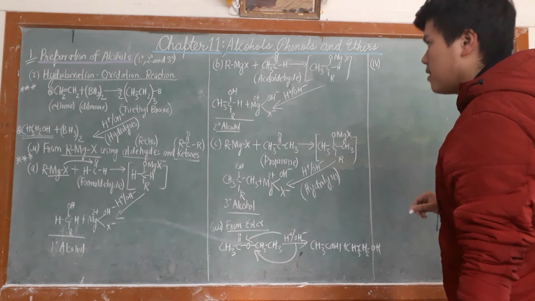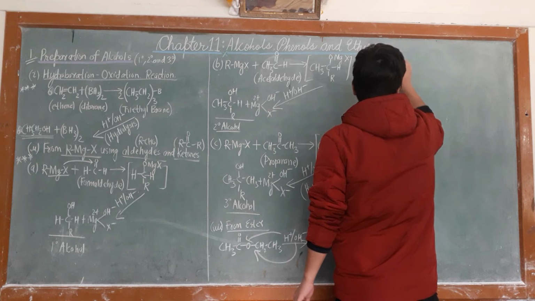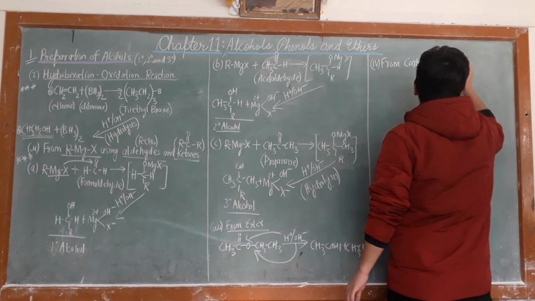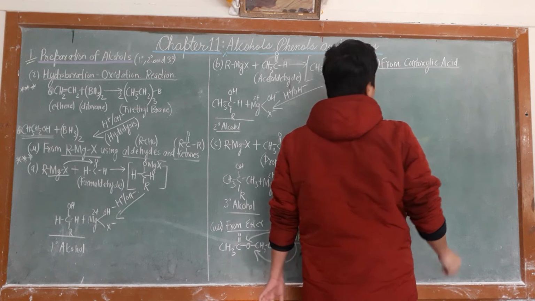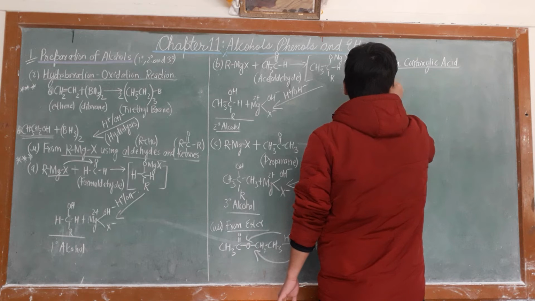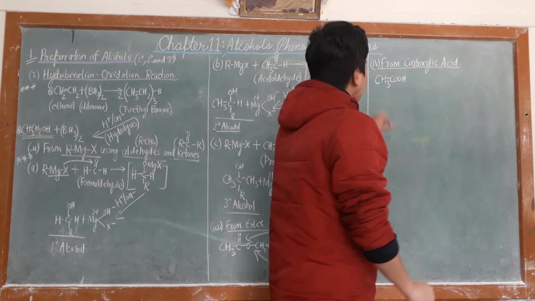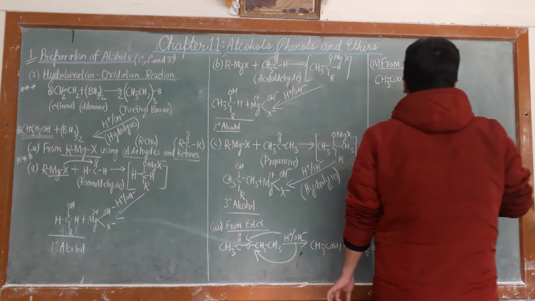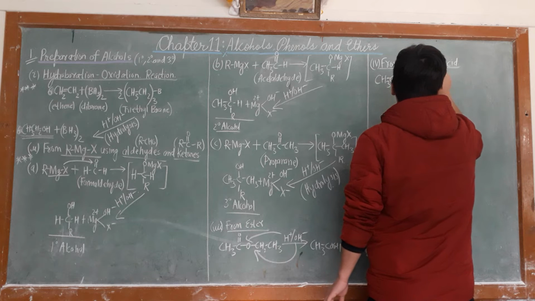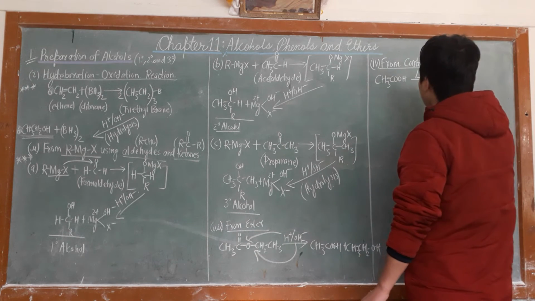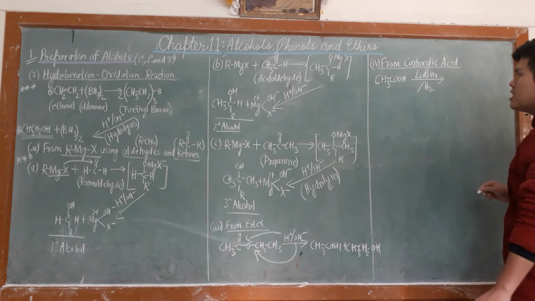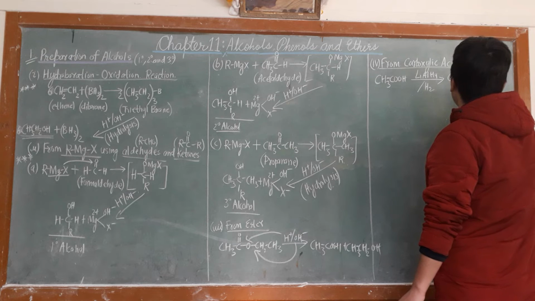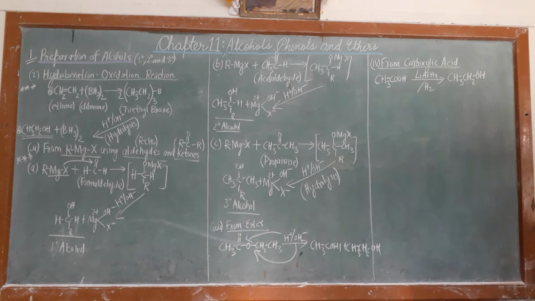Next one, from carboxylic acid. Carboxylic acid can also give alcohol. Carboxylic acid, for example CH3COOH. Now, when you react carboxylic acid with a strong reducing agent like LiAlH4, which provides hydrogen, it converts to CH3CH2OH, because it's a strong reducing agent.